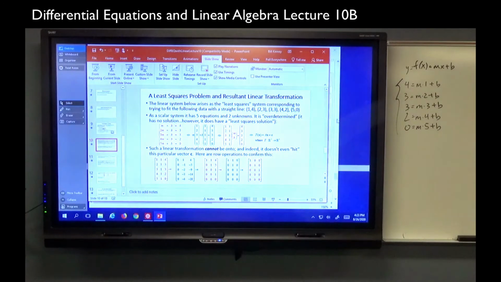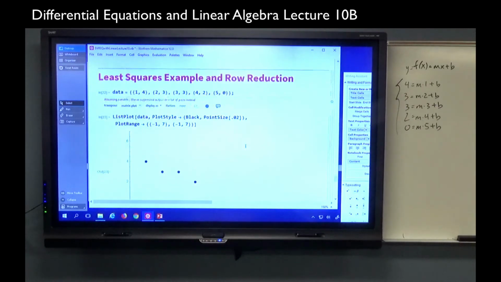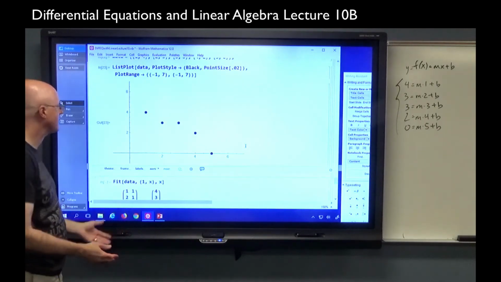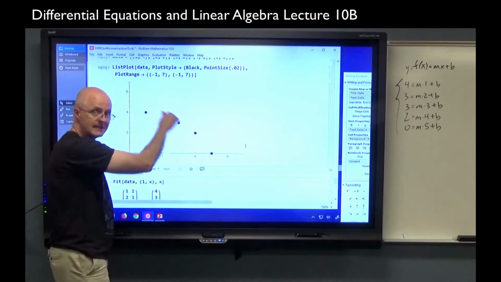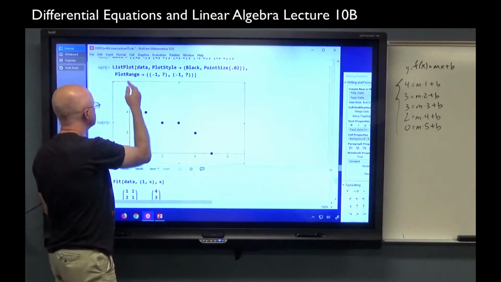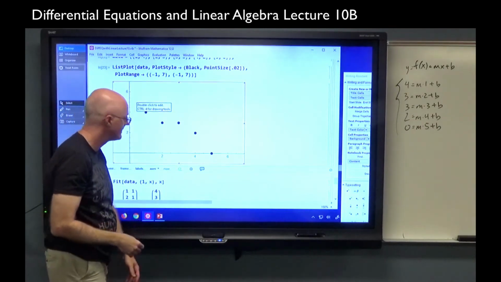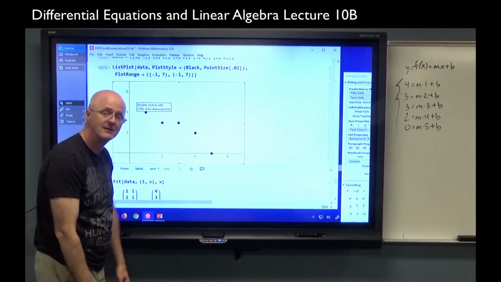Well, let's go to Mathematica again. This time I pre-typed stuff. Here's the data. Here's the plot of the data. Remember, those points are not in a straight line, but I can fit the trend. Try to find a line looking approximately like this that fits the data as well as possible. The intercept is going to be somewhere around 5 or 6, and the slope close to -1.